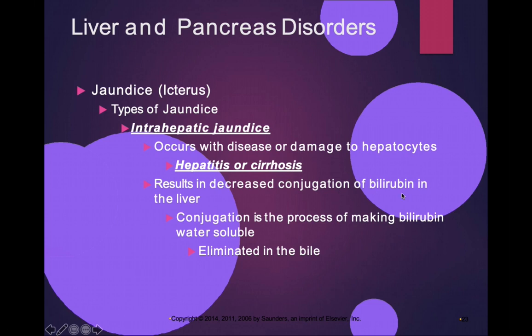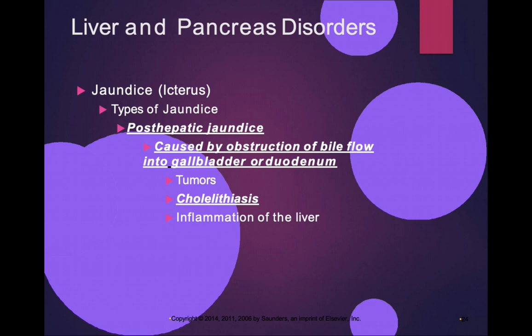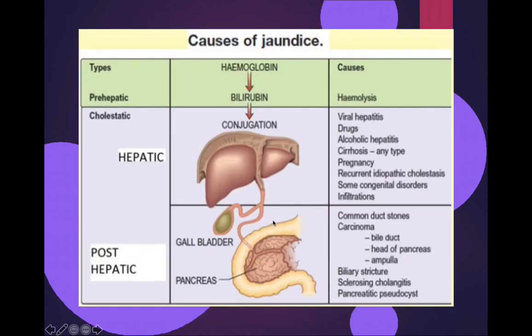What do we mean by this conjugation of bilirubin? I showed it to you in the other slide when we talked about liver detox. Conjugation is the process of making bilirubin water soluble. It helps to eliminate it in the bile much easier. Now, post-hepatic jaundice, this is caused by an obstruction of the bile flow in the gallbladder or the duodenum. A tumor could do this, a gallstone could do this, or inflammation of the liver.